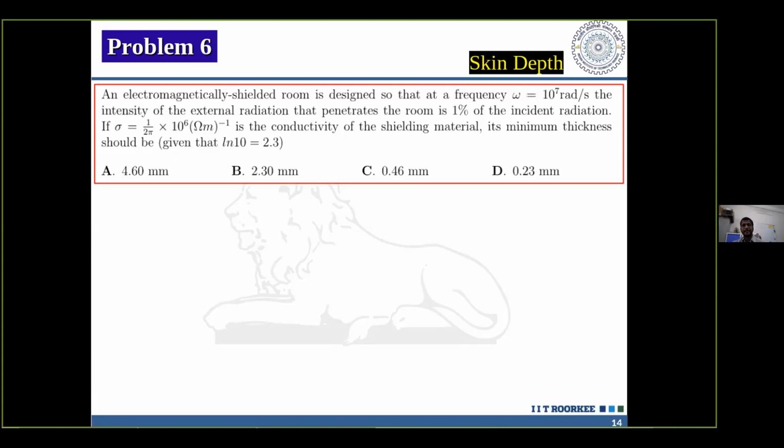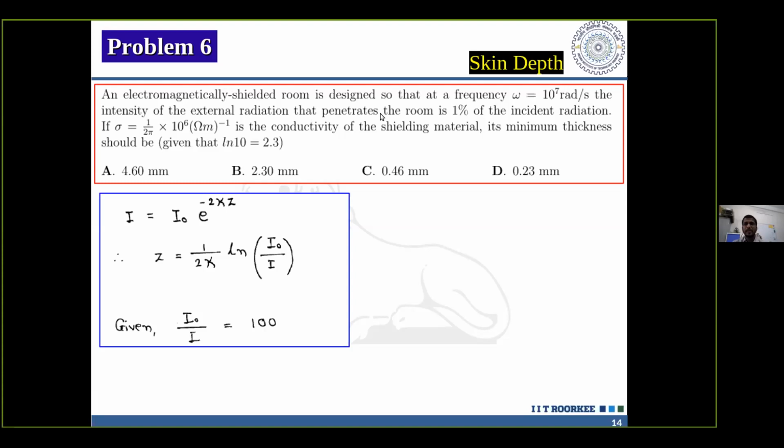So what is given is, we have an electromagnetically shielded room to be designed so that at the given frequency, the intensity penetrates only 1% of the incident radiation, with the conductivity given as this. You see, even the natural logarithm of 10 is given in the problem, which you should probably know, but nevertheless it is given to help you out. So you know that intensity goes this way. Now this is a formula which you have to remember. There is no other way.